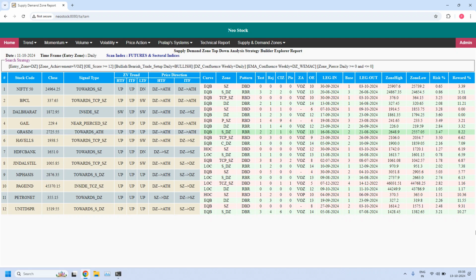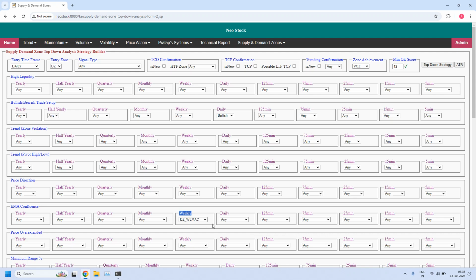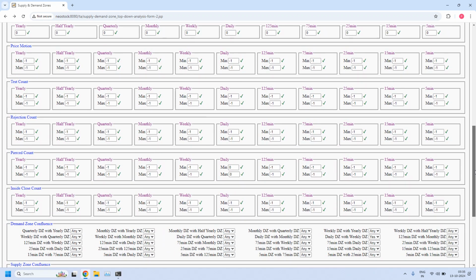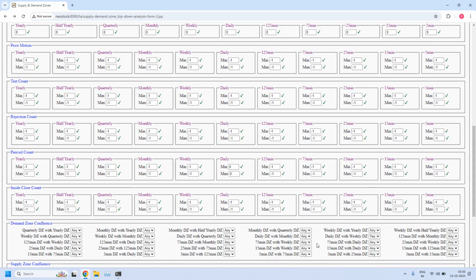Okay, now let's look for the next set of reports in the bullish trade setup for the monthly income trade. This time let us look for LTF, ITF and even HTF confluence. All the three zone confluence. That means the daily zone should be part of the weekly, and both daily and weekly together part of the monthly zone. So I have to remove this weekly EMA filter. I removed the EMA filter. Now in the demand zone confluence, LTF, ITF, HTF confluence.